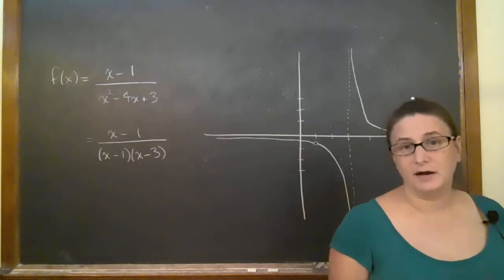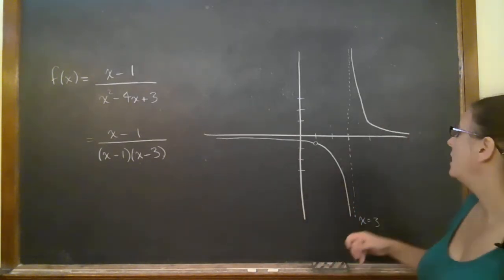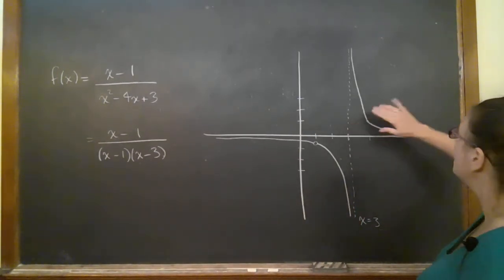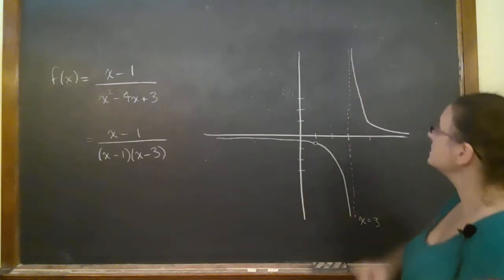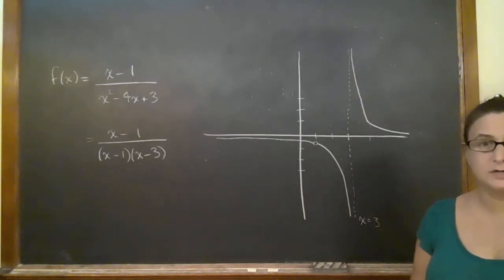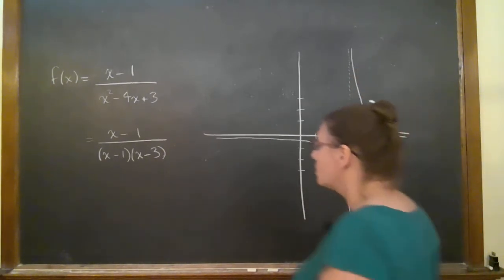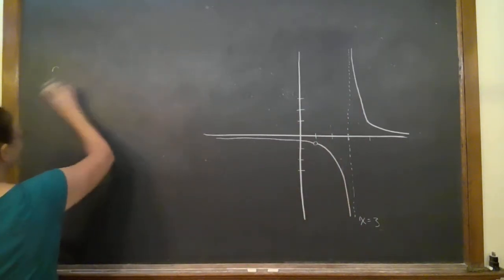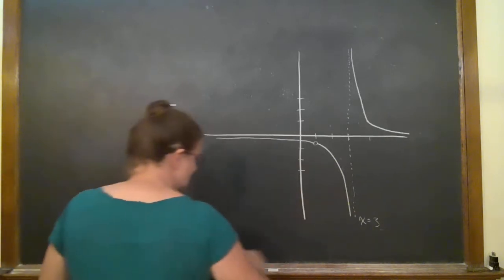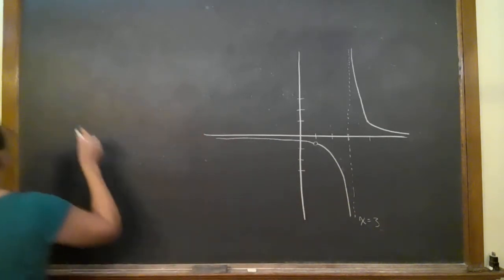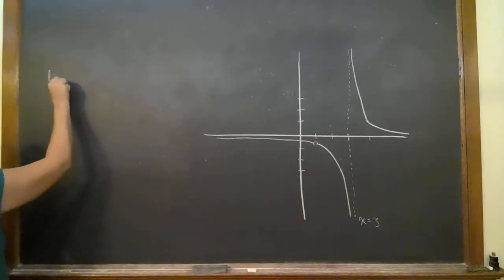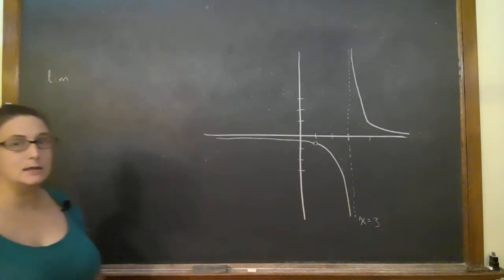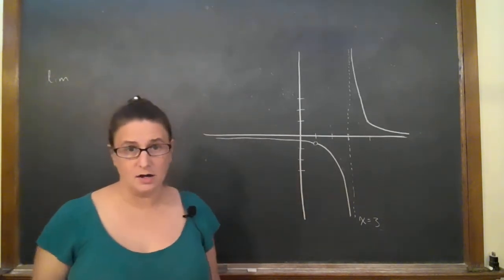It's getting very, very, very large and negative. And on this right-hand side, it's approaching positive infinity. So it's getting very large and positive. So we can use our limit discussions as well, and we can talk about left and right hand limits in the context of infinity.